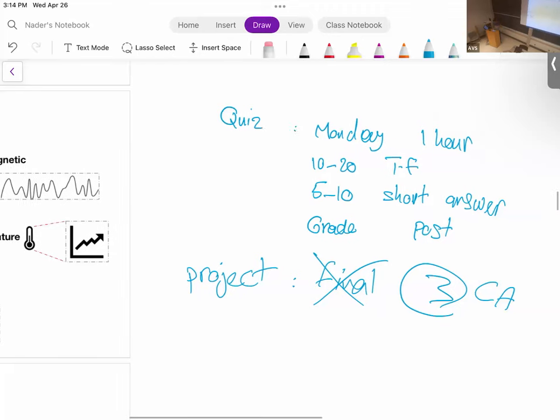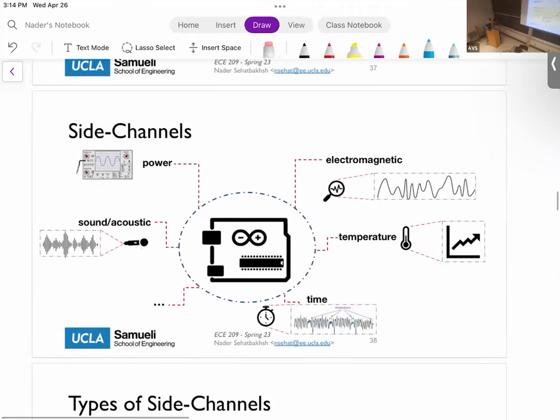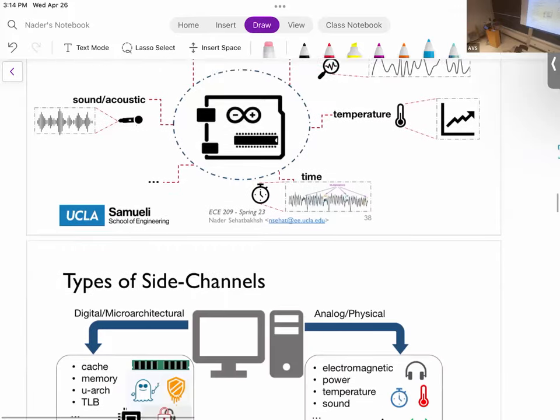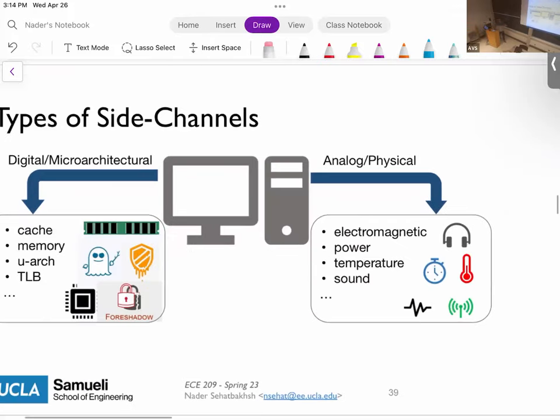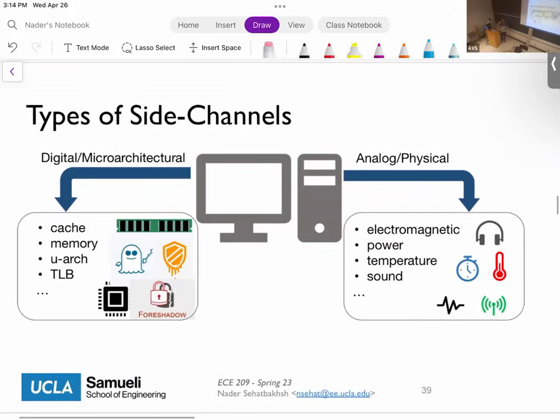All right. So let's continue talking about side channels. There are two groups of side channels: digital or macro-architectural side channels, and analog or physical side channels. The difference between the two is the way that we are measuring them. The analog or physical ones are the ones where we actually have physical sensors for measuring. Electromagnetics, power, temperature, sound, these are the examples.